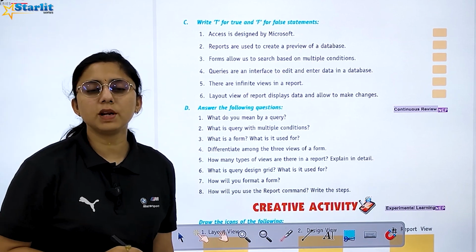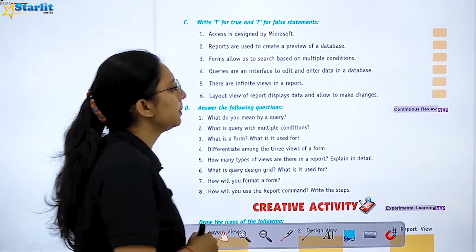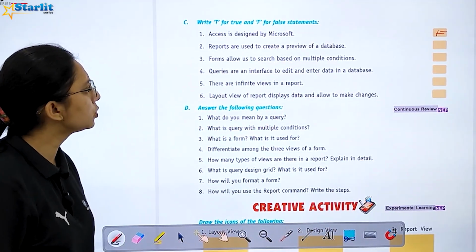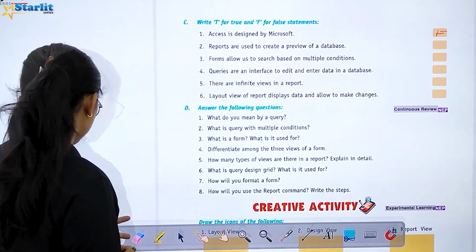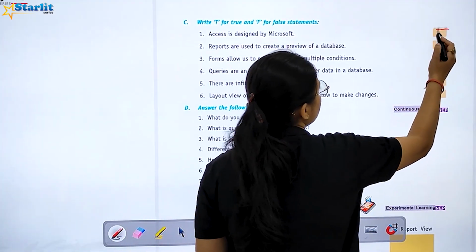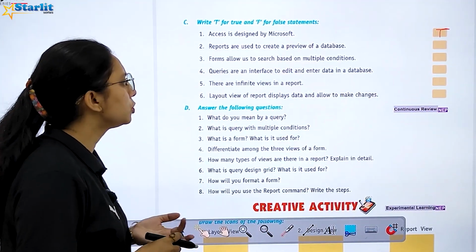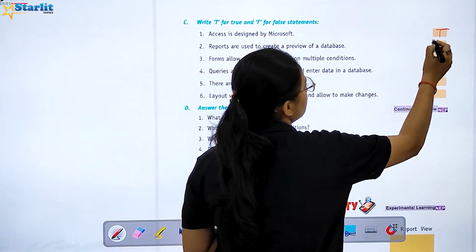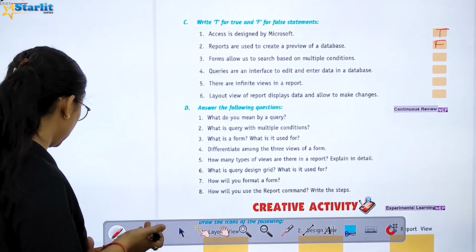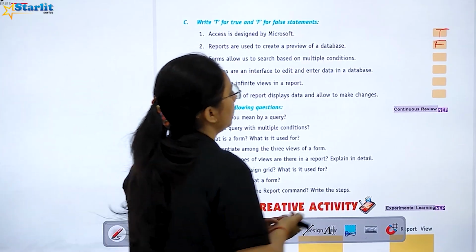Now write T for true and F for false statements. Access is designed by Microsoft. Yes, because it is called Microsoft Access. Reports are used to create preview of a database. False. Forms allow you to search based on multiple conditions. False.